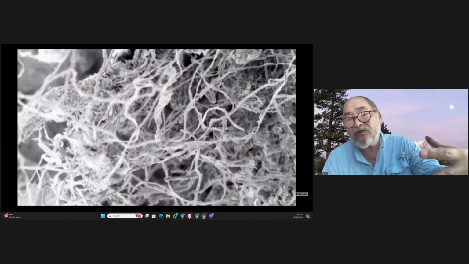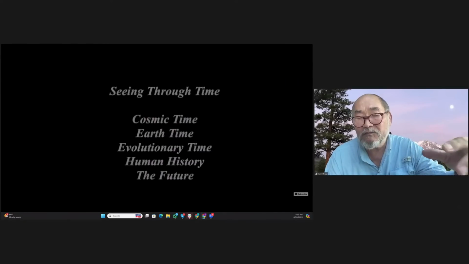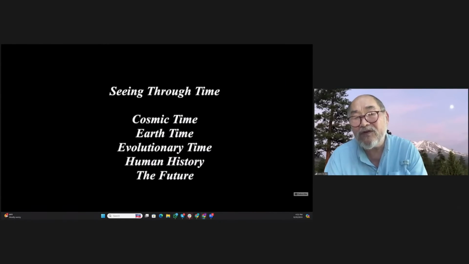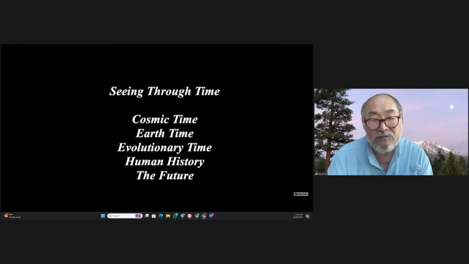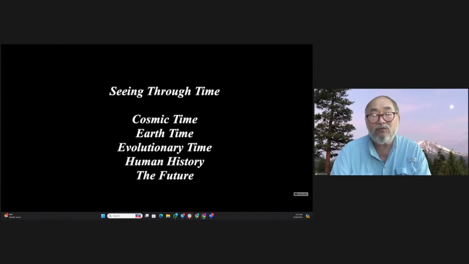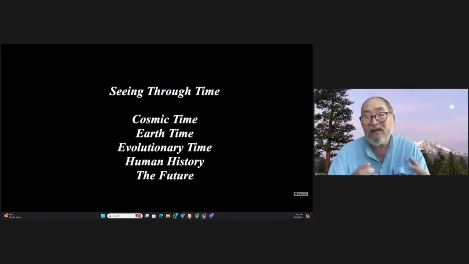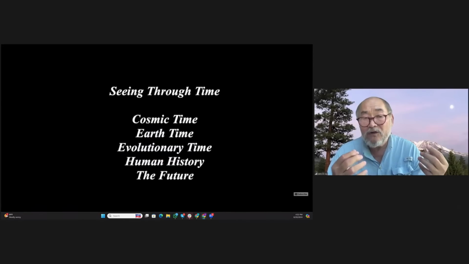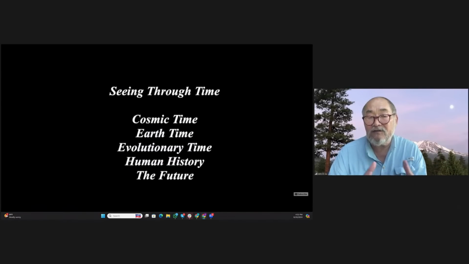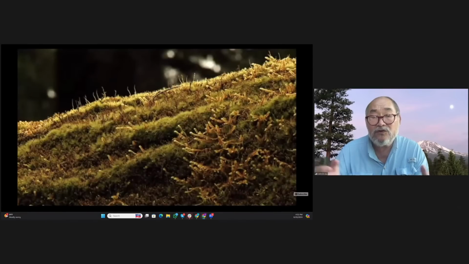And this is also the mechanism for making mineral nutrients bioavailable to plant life. And so from the early beginnings, I realized I was looking at time. I was seeing through time. There was cosmic time, earth time, evolutionary time, human history, and now and then the future.